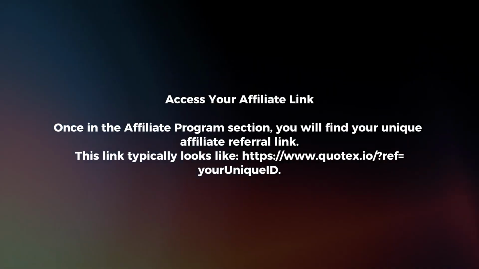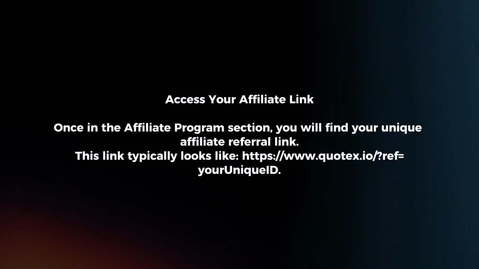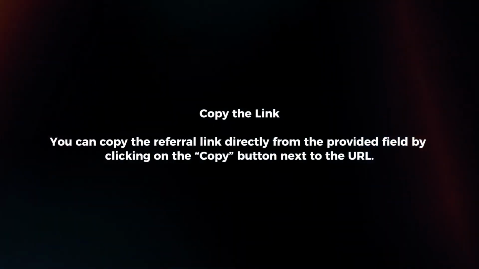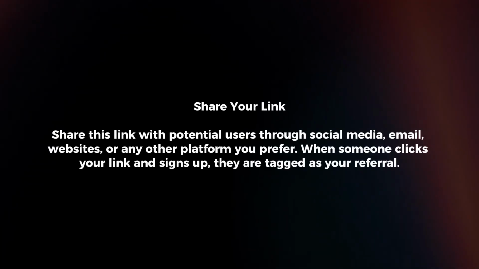Access your affiliate link. Once in the Affiliate Program section, you will find your unique affiliate referral link. This link typically looks like the following. Copy the link. You can copy the referral link directly from the provided field by clicking on the copy button next to the URL.